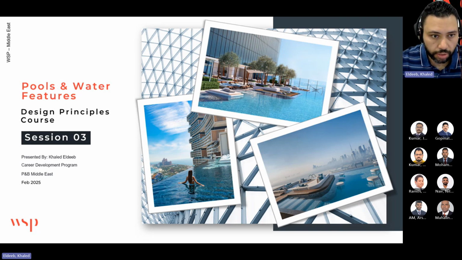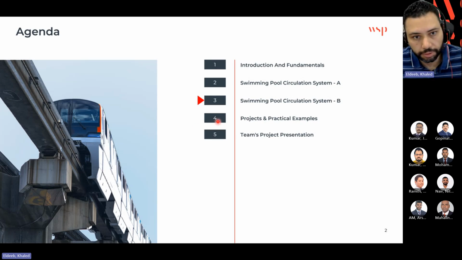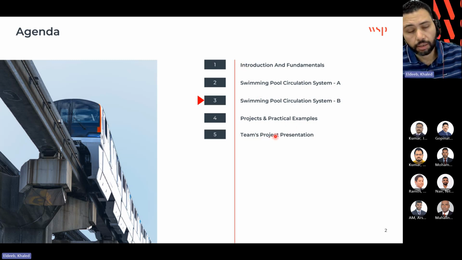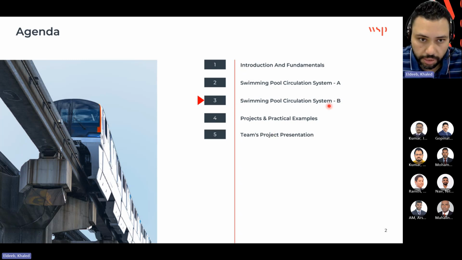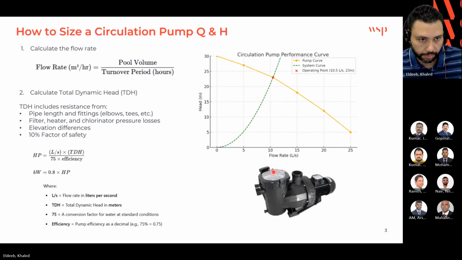Okay. So let's start. I want to use the laser pointer. Okay. So as usual, the agenda here is our main reference to see how we are progressing in this course. So on today's topic, we have the swimming pool circulation system B. We'll see today if we can finish all or not. Okay, the next one.